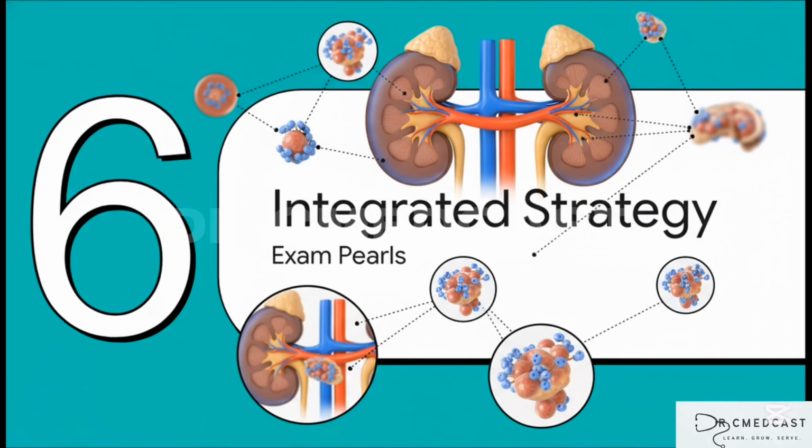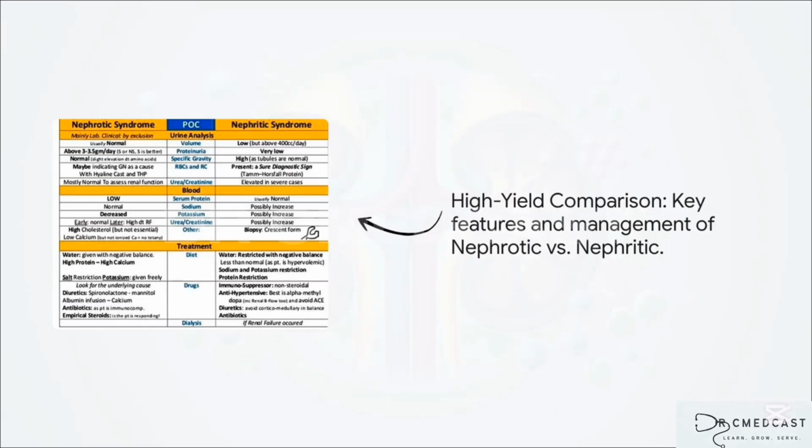Okay, let's pull all these pieces together now into a cohesive strategy and really hammer home the most important exam pearls one last time. This table is pure gold for studying. Let's walk through it. For nephrotic syndrome, the headline is massive proteinuria. Remember that number, greater than 3.5 grams, and the low albumin that follows. Treatment is about managing the consequences. Diuretics for the edema and maybe steroids.